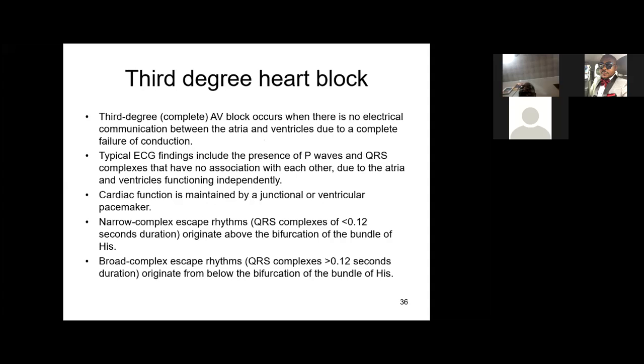Third degree or complete atrioventricular block occurs when there is no electrical communication between the atria and ventricles due to a complete failure of conduction. As a result, there is no association between the P waves and the QRS complex. The atria and the ventricles are completely functioning independently of each other. Cardiac function is maintained by a junctional or ventricular pacemaker.